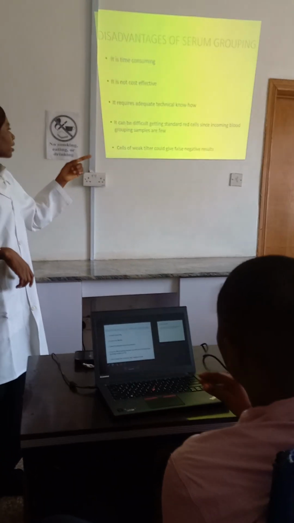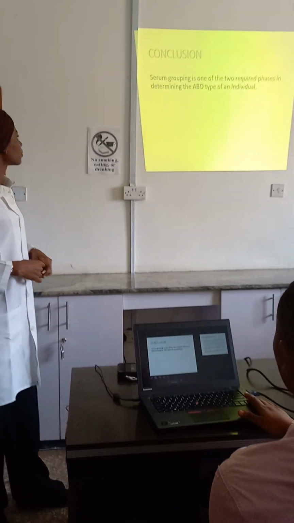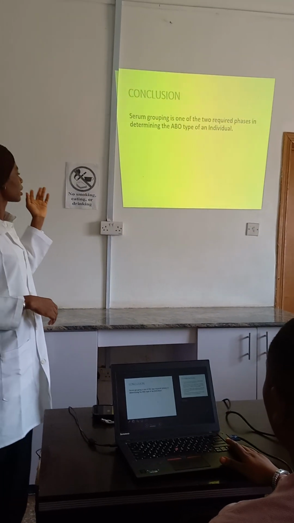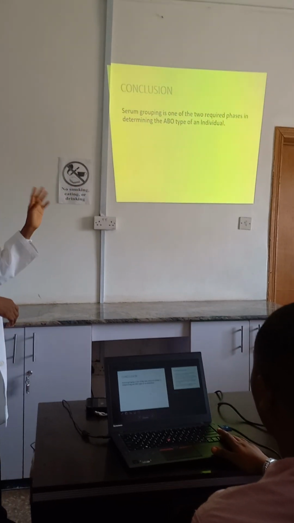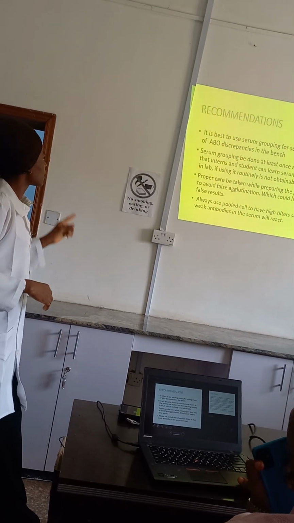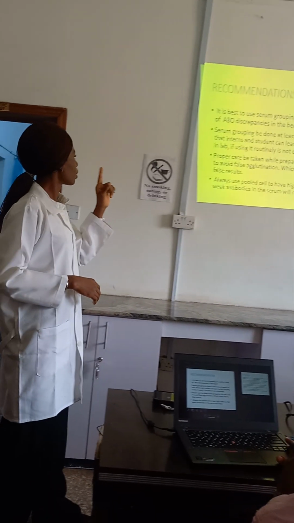Cells of low titer can give a false negative result. Next slide. Now, conclusion. Serum grouping is one of the 2 required phases in determining the ABO type of an individual. Next slide. Recommendations. It is best to use serum grouping for settling issues of ABO discrepancies.